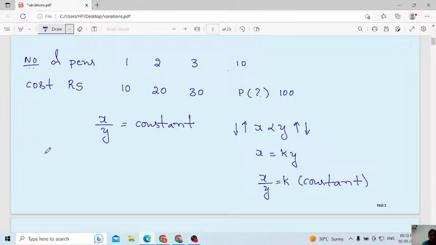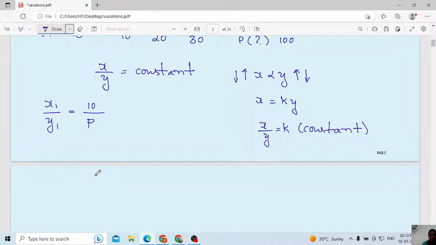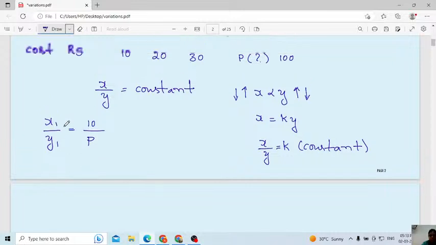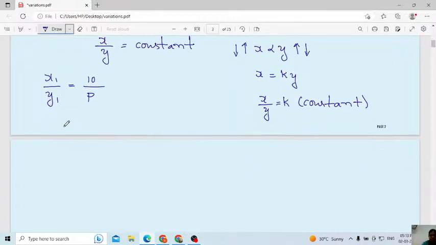Then here I will write x1 by y1. I will consider the first case. This is the value of x1 y1, first case. Then this one I will consider as it is, because the ratio will be the same, no? Then the last ratio will be 10 by p. The value of p I have to calculate. How will we calculate? With the help of proportion, direct proportion I am explaining. Then here, what is the value of x1 y1? 1 by 10. Substitute here 1 by 10, it will be equal to 10 by p. Cross multiply, p will be 100.